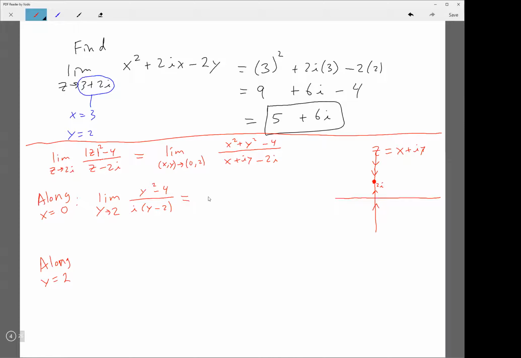Now I'll give you guys a few seconds. How do you think I should solve this, if I want to find this limit as y goes to 2? Factor it. Yeah, factor the numerator into what? y plus 2, y minus 2. Yes.